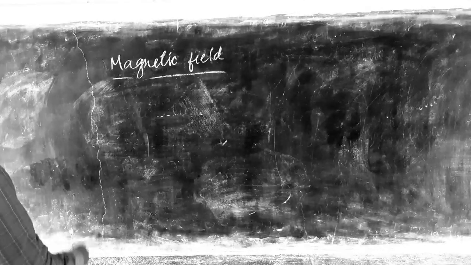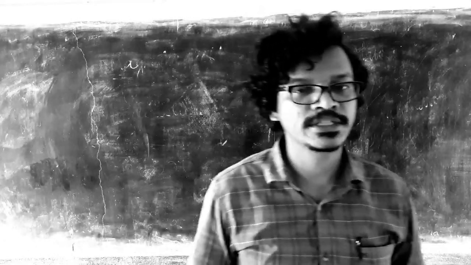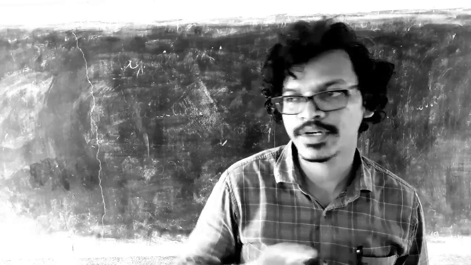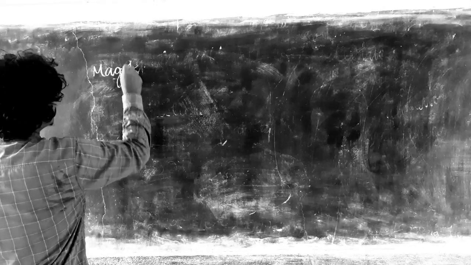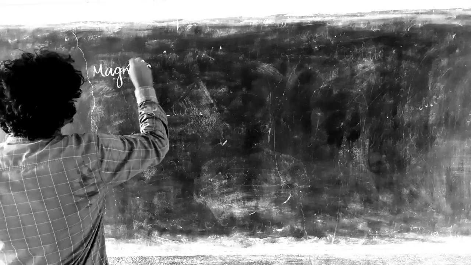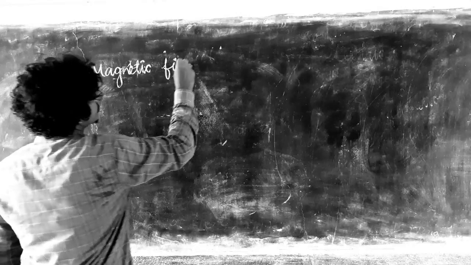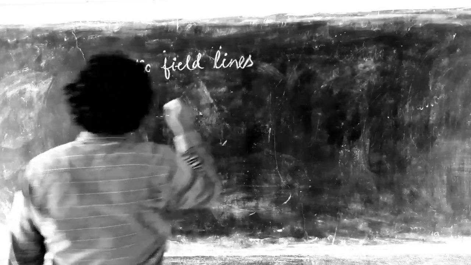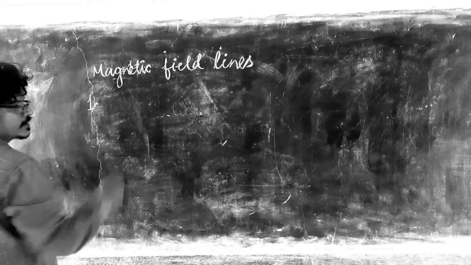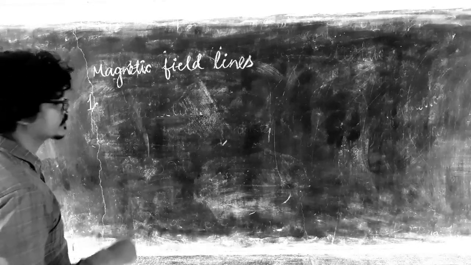So what is magnetic field? And to describe the magnetic field, we have conceptualized the magnetic field lines. So what are magnetic field lines? Properties of magnetic field lines. First of all, it is an imaginary line.